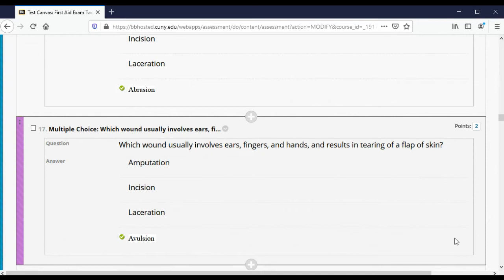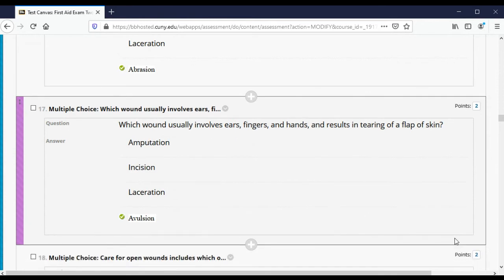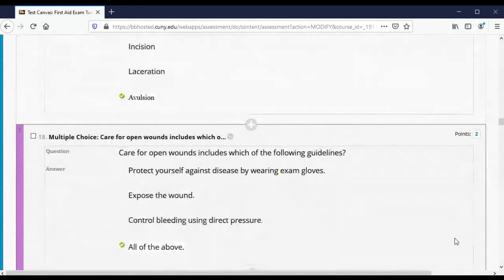Avulsion can be either complete, where that flap of skin is completely torn off, or it could be partial, where it's still being held on by a piece of skin. In which case, you would place that flap of skin over the wound, if you can stomach it, dress it, bandage it, and seek medical care.